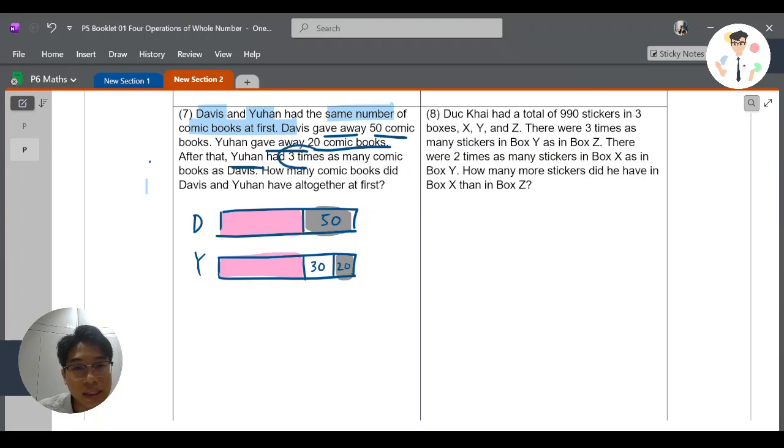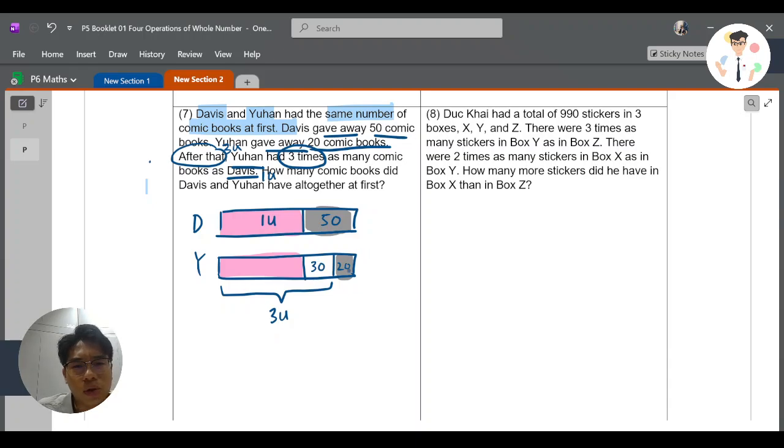After that, Yuhan had 3 times as many comic books as Davis. Do you notice that they like to say how many times more? That's very, very easy when you see something like this. Yuhan had 3 times as many books as Davis, which means that if Davis has 1 unit, Yuhan has 3 units. So again, if Davis had 1 unit, after that, what is left? The pink color one, here, 1 unit. And this would be 3 units.